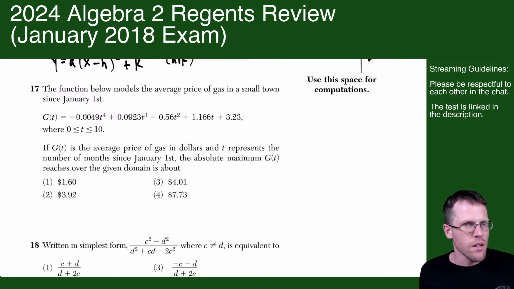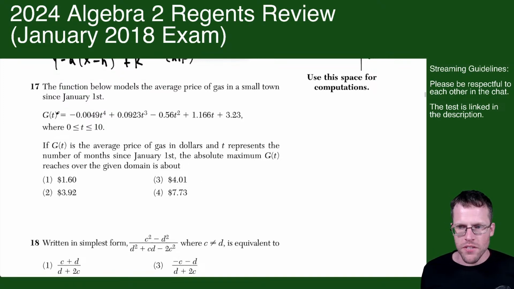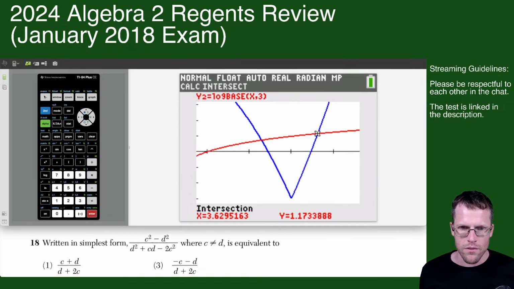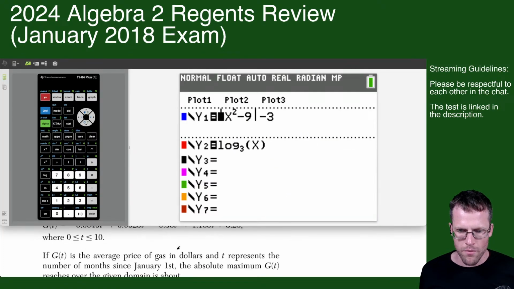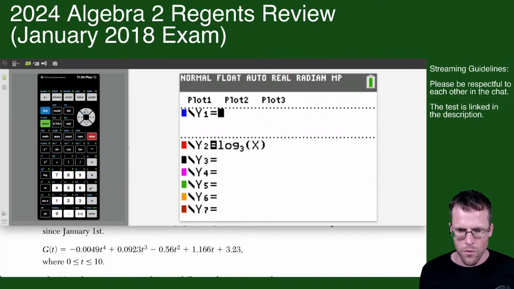Alrighty. So let's see. 17, we have this. So here, I'm going to stop reading the questions as much. They just want us, G of t is the average price, and t is the number of months since January 1st. The absolute maximum G of t reaches over the domain. So from 0 to 10, what's the max? This is one of those silly word problems, one of those anti-word problems.